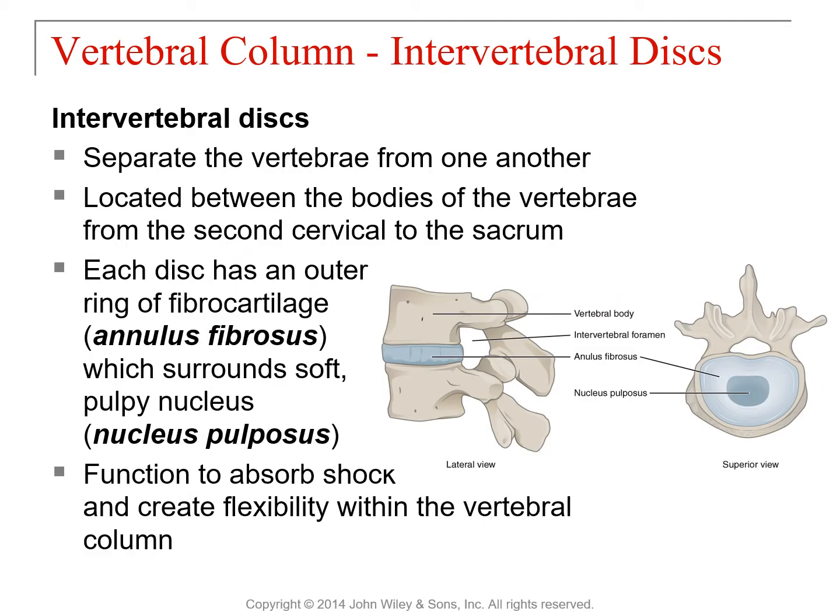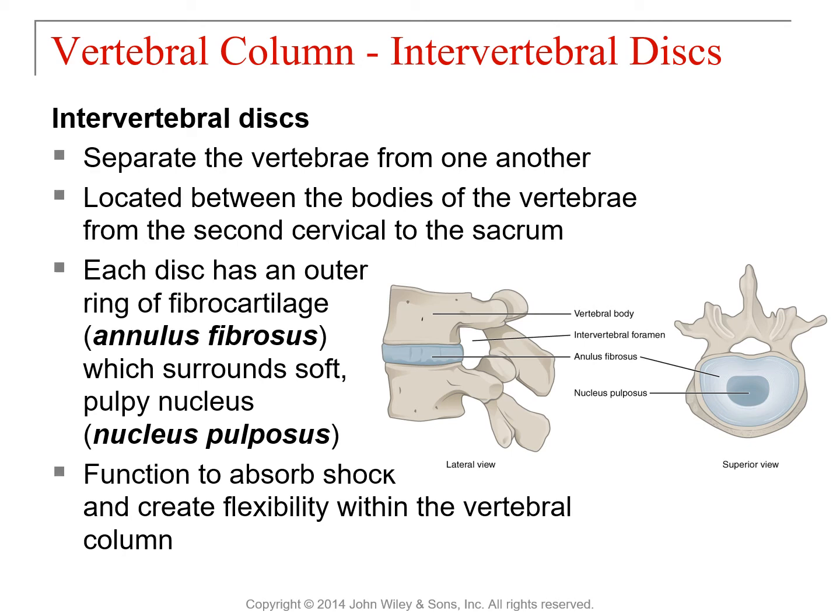So again, the intervertebral discs separate adjacent vertebrae one from another and are located between the bodies of the vertebrae, beginning at the second cervical vertebra all the way to the sacrum. The intervertebral discs function to absorb shock while creating flexibility within the vertebral column. Each intervertebral disc is made up of an outer ring of fibrocartilage called the annulus fibrosus, which surrounds a soft, pulpy region called the nucleus pulposus.